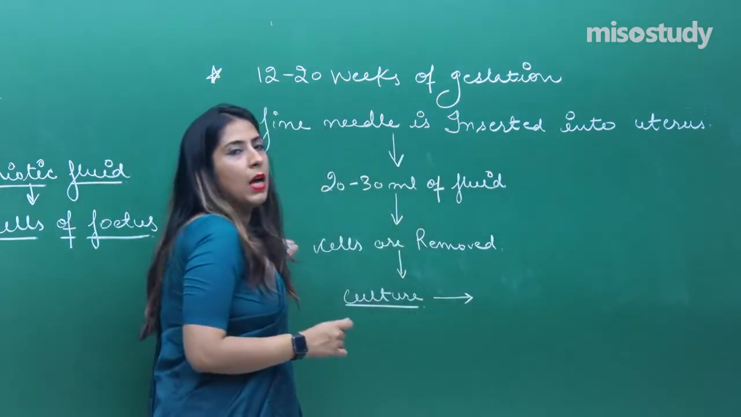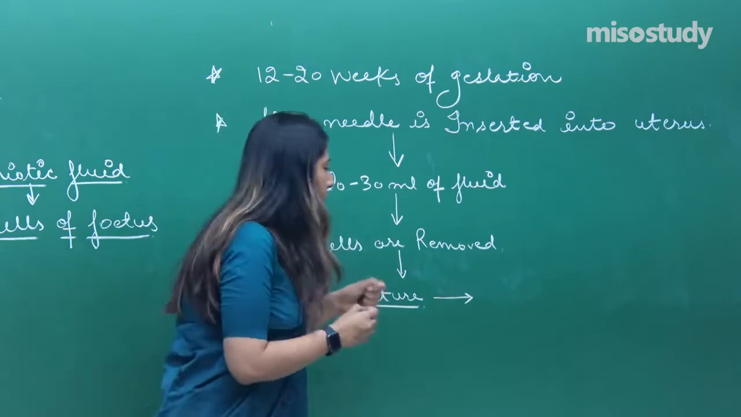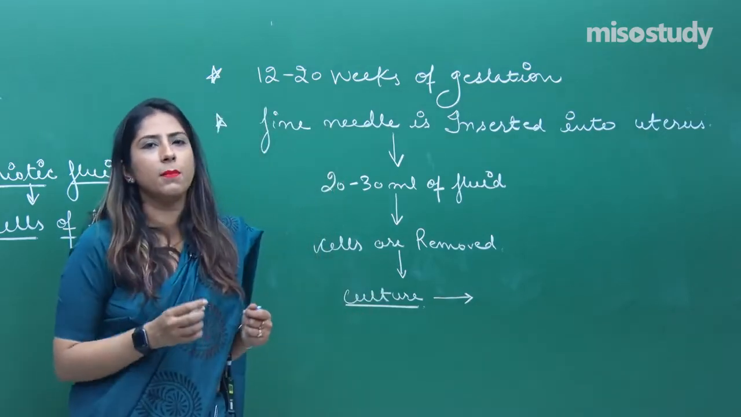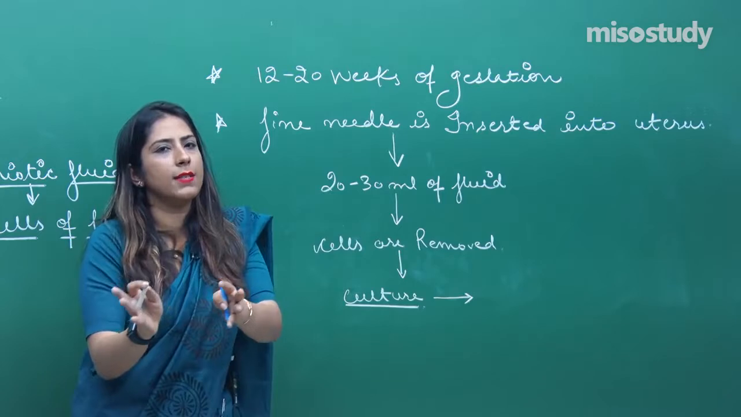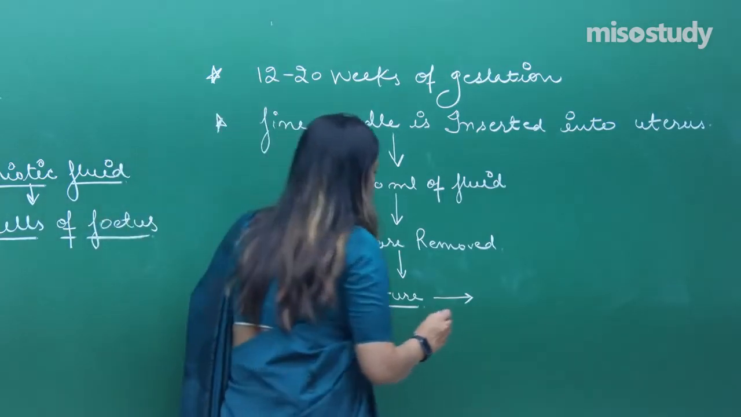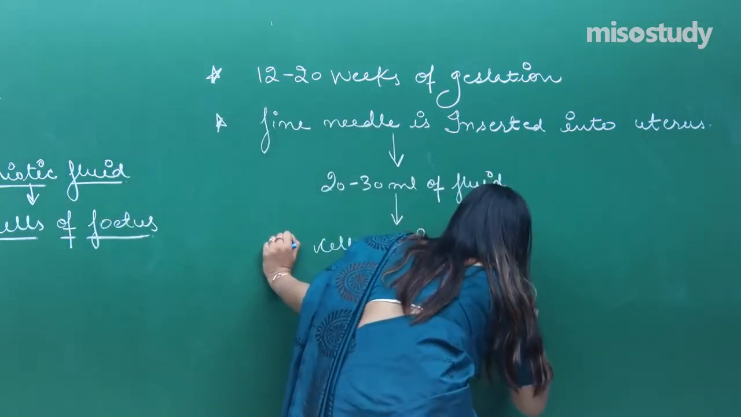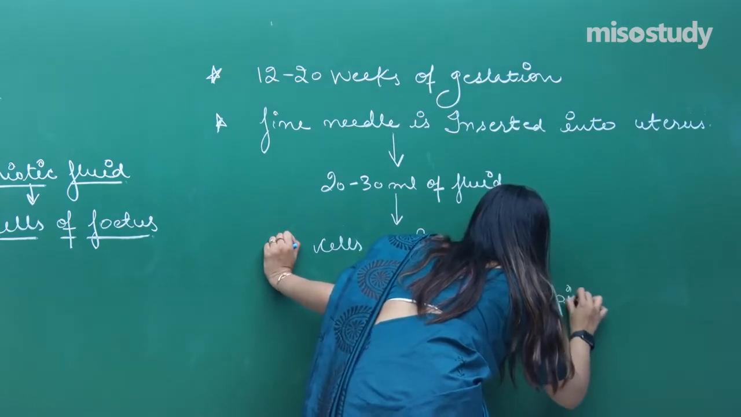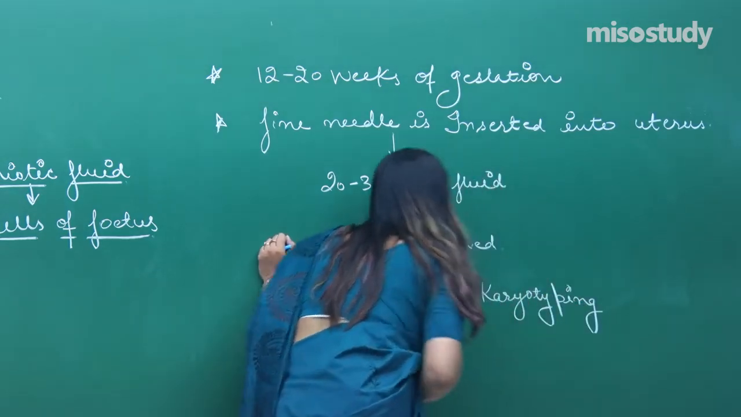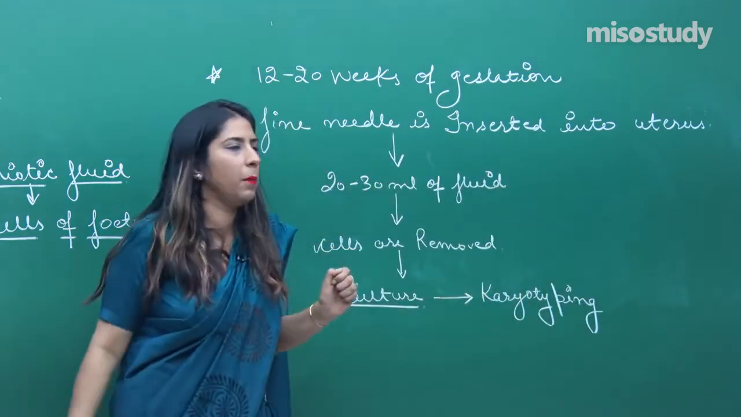After the culturing of those cells, we go for one procedure, that is chromosomal mapping, to get to know whether the child is having some disease or not, or we can get to know what is the sex of the child. So next is karyotyping. Right, this is a very long procedure, karyotyping.